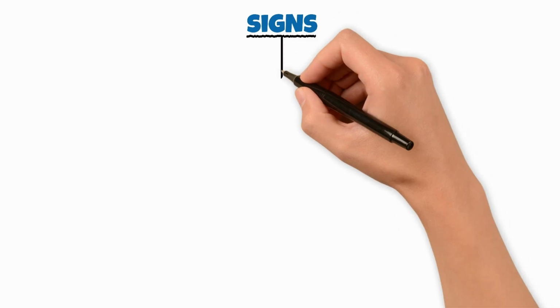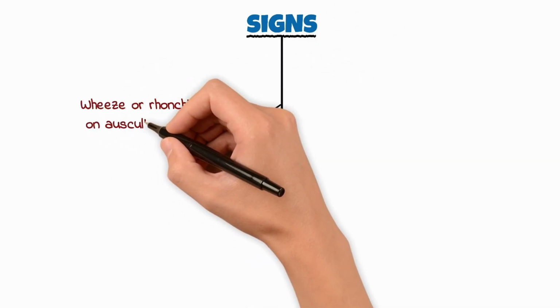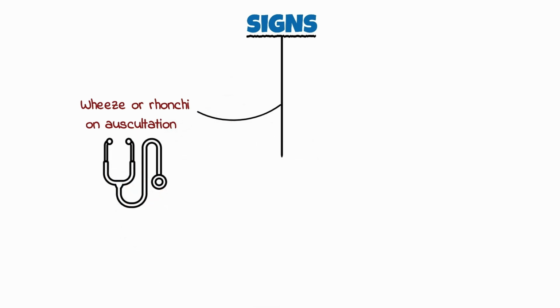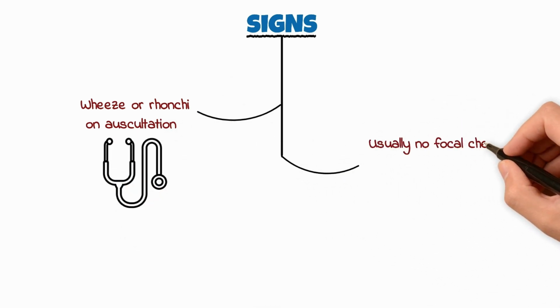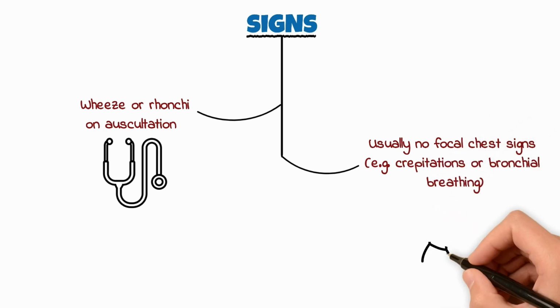Signs: wheeze or rhonchi on auscultation, usually no focal chest signs, for example crepitations or bronchial breathing.